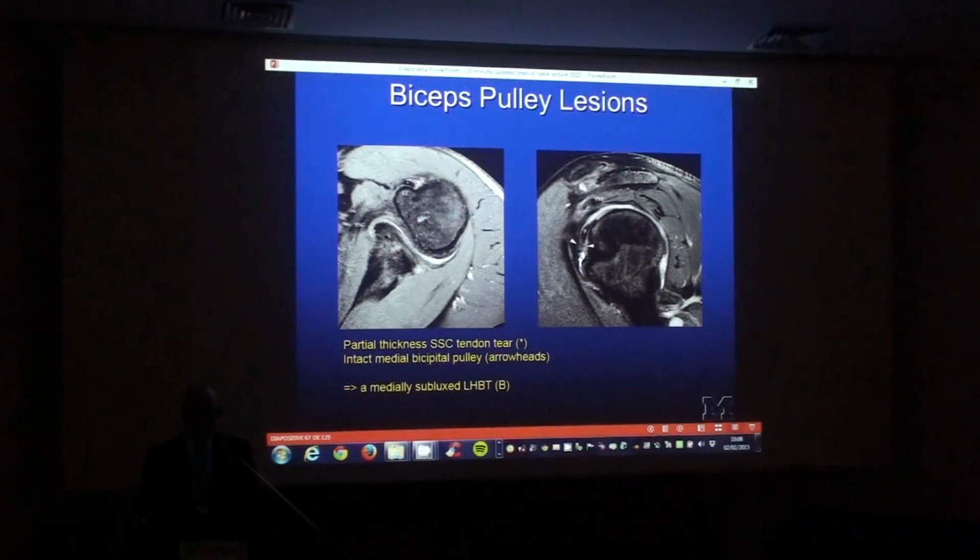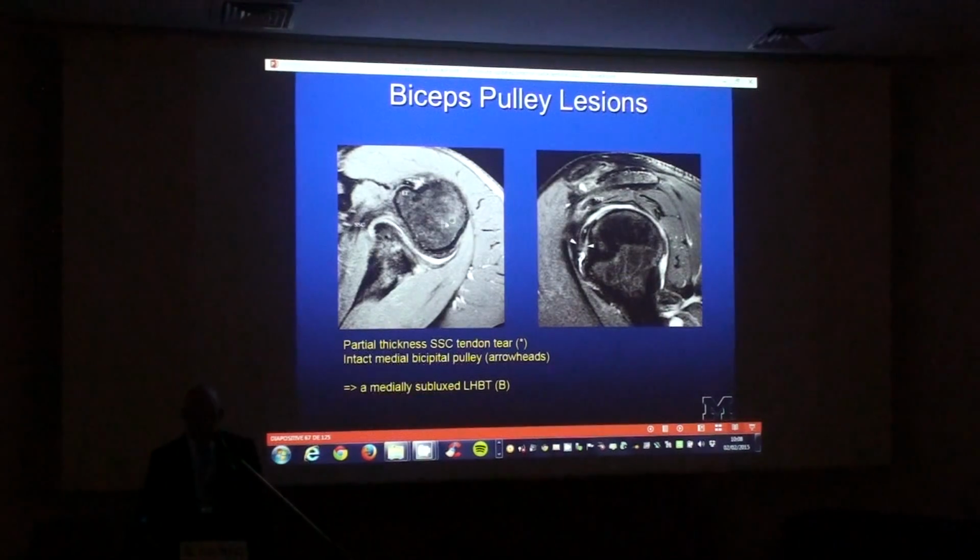So here we have axial and sagittal T2-weighted sequences, and you can see the biceps, here's the bicep groove, and the biceps is mildly medially subluxed. It's not completely dislocated, has not completely left the groove itself. And when we look at the sagittal, we can appreciate a subscapular tendon tear, but the pulley is still intact, and that's why the biceps has not completely left the groove, but has slightly increased motion.